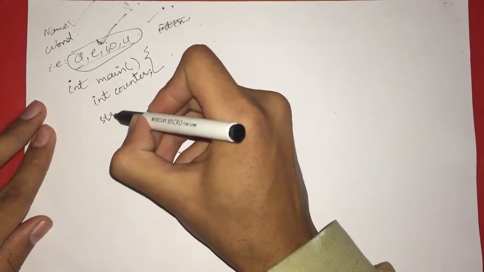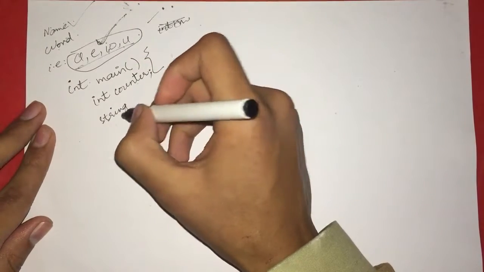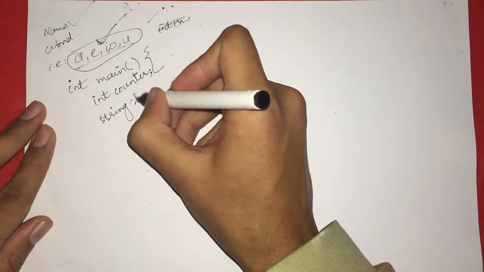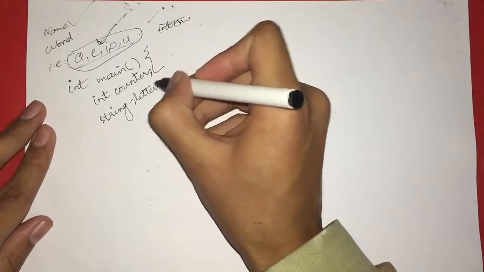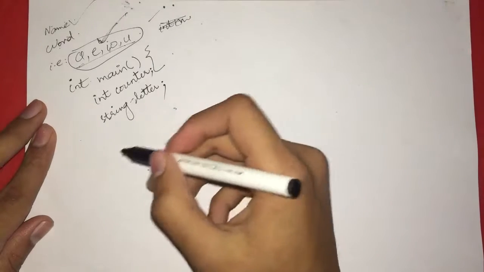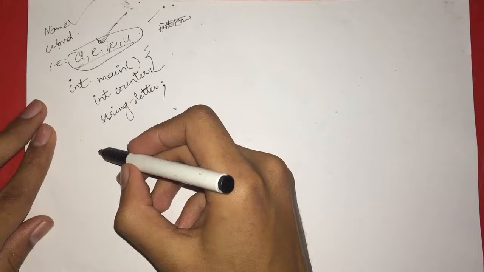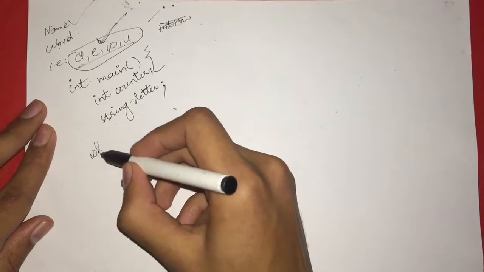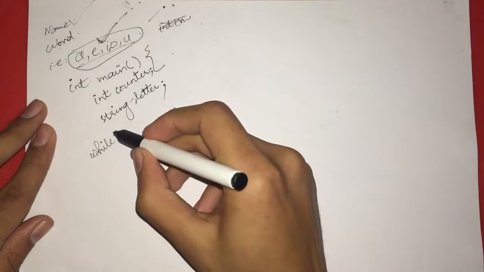Then I'll declare a string, or you can declare a character as well. I'm just declaring string. I'm gonna do letter. So string has letter, int has a counter. And then I'm going to do a while loop.